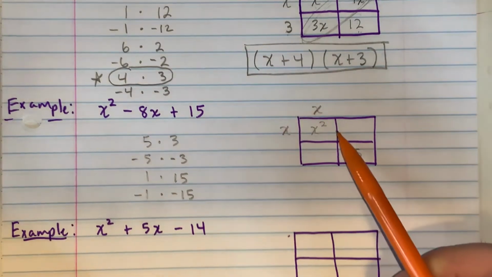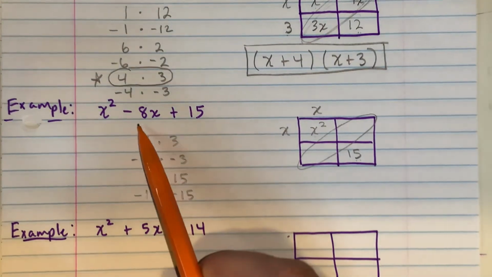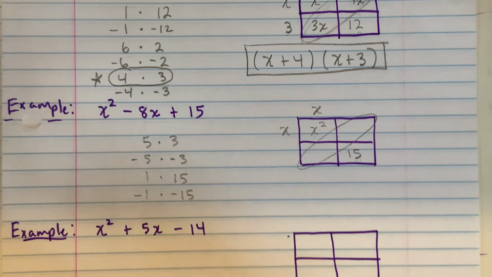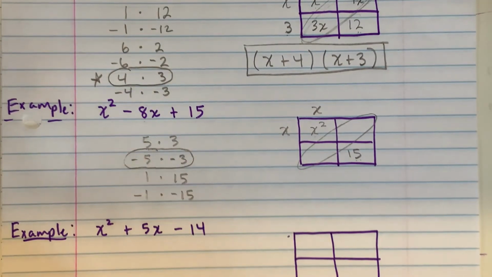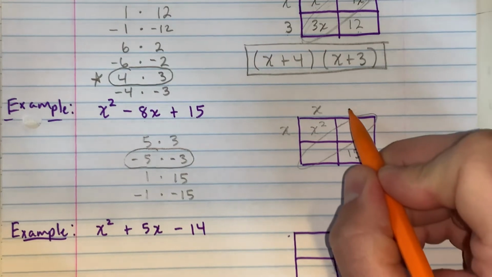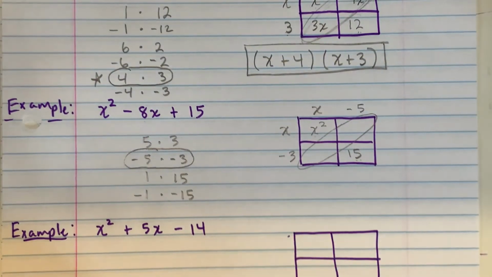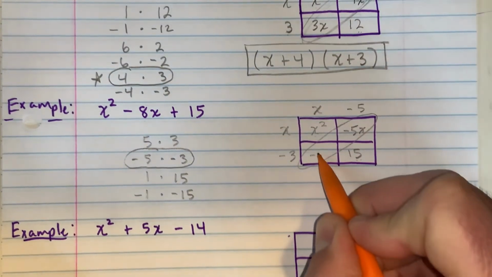And again, we want these two terms to add up to equal a negative 8x, right? So which of these would equal a negative 8 when you add them together? It's going to be this one right here. All right, so we know that we want this to be negative 5, and we want this to be negative 3. And then that's going to give us what we want.